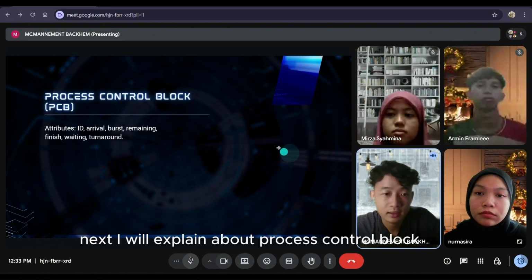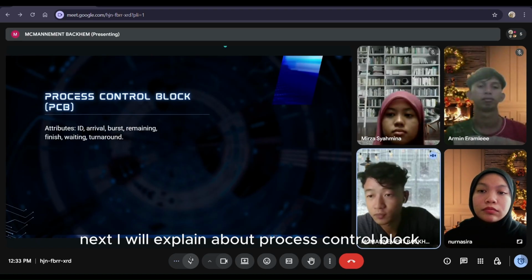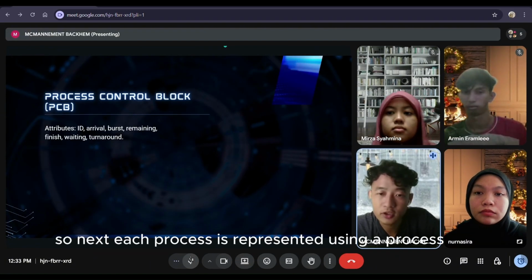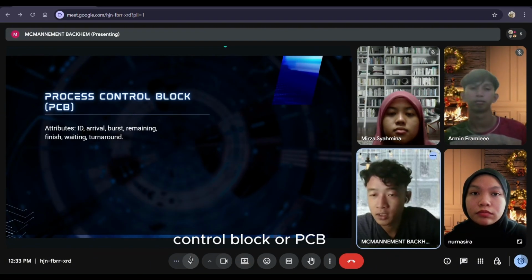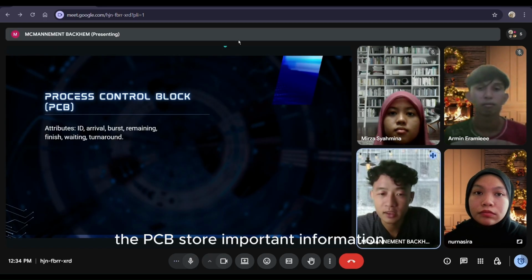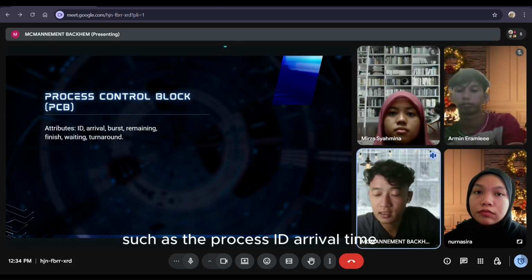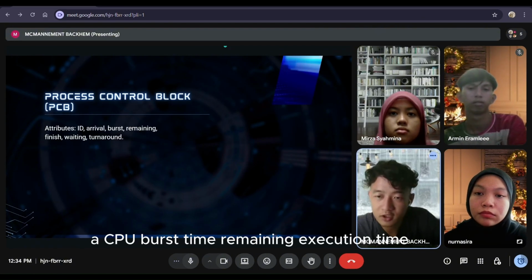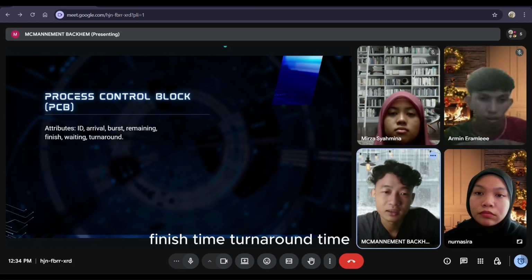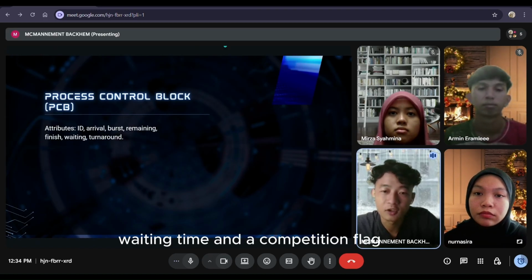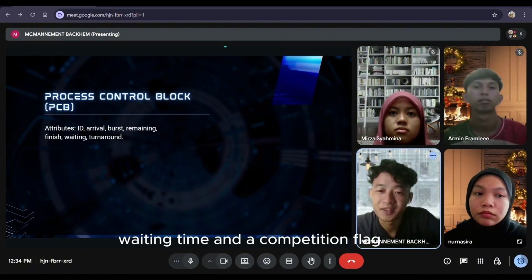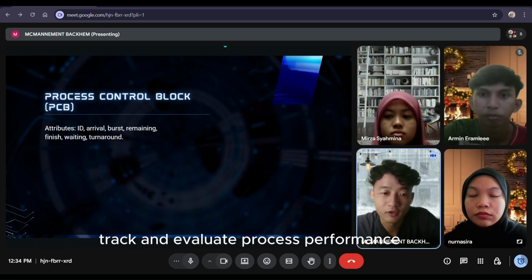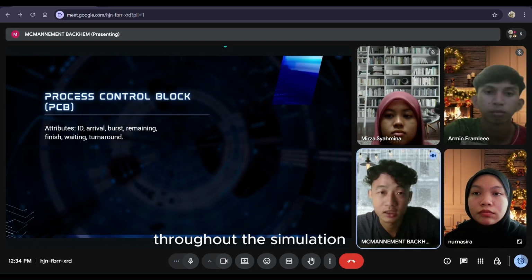Next, I will explain about the process control block. Each process is represented using a process control block or PCB. The PCB stores important information such as the process ID, arrival time, CPU burst time, remaining execution time, finish time, turnaround time, waiting time, and completion flag. These values allow us to accurately track and evaluate process performance throughout the simulation.